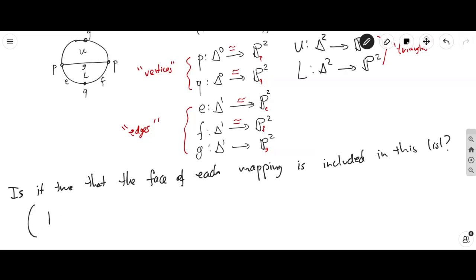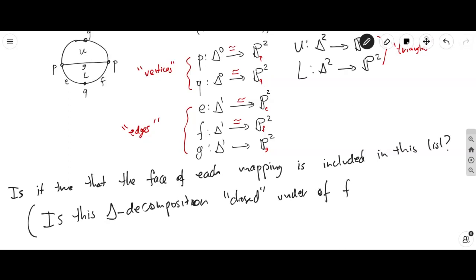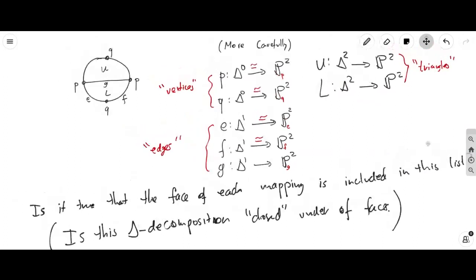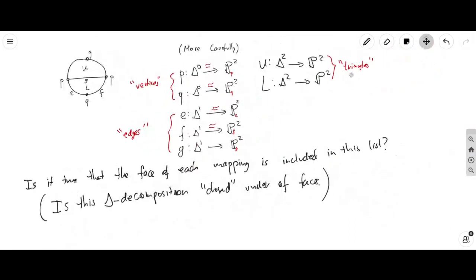So basically what we're asking is, technically, what we want to check is whether the delta decomposition is, you can say, closed under the operation of faces. Is it closed under faces? I mean, a very strange way to put it, but maybe you find that helpful. Just like we talk about a subgroup being closed under addition or multiplication. Here, the operation that we're doing is we can calculate the face of any simplex and then check whether or not it's back in this list.